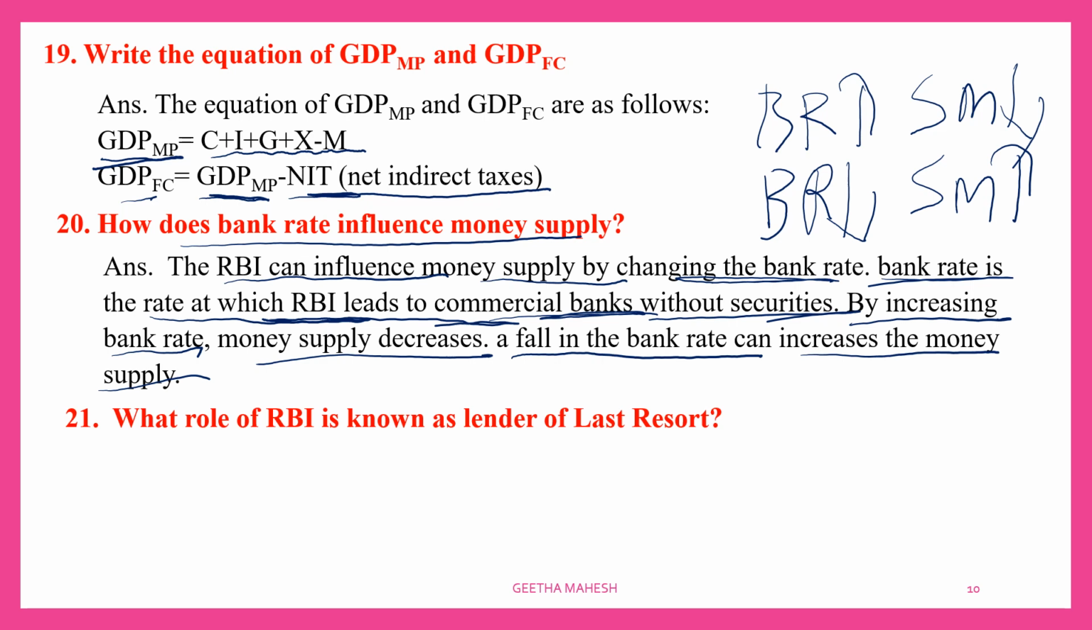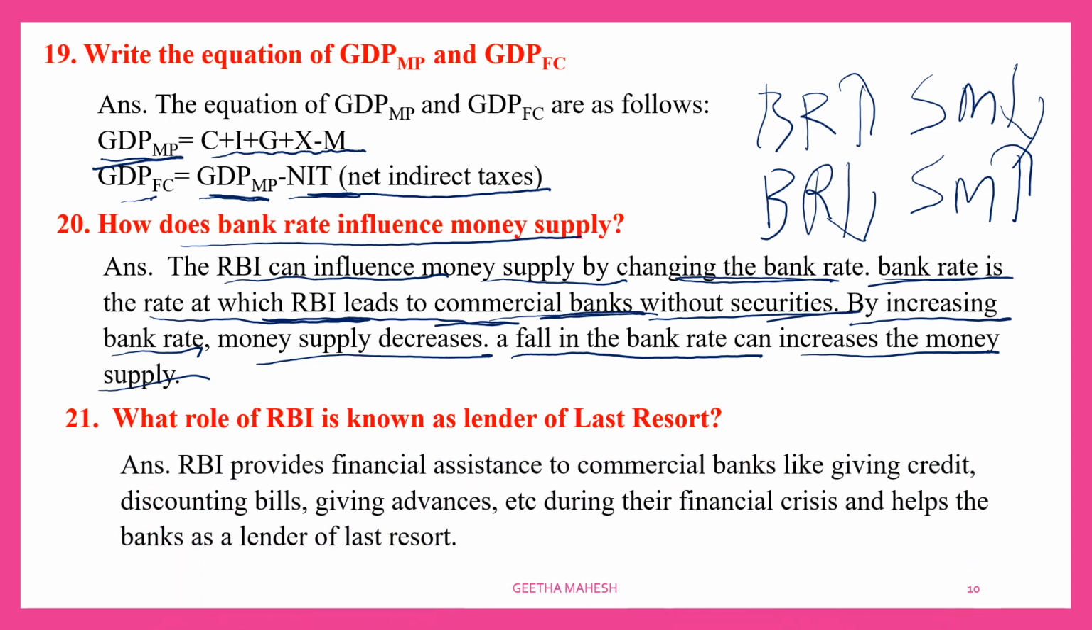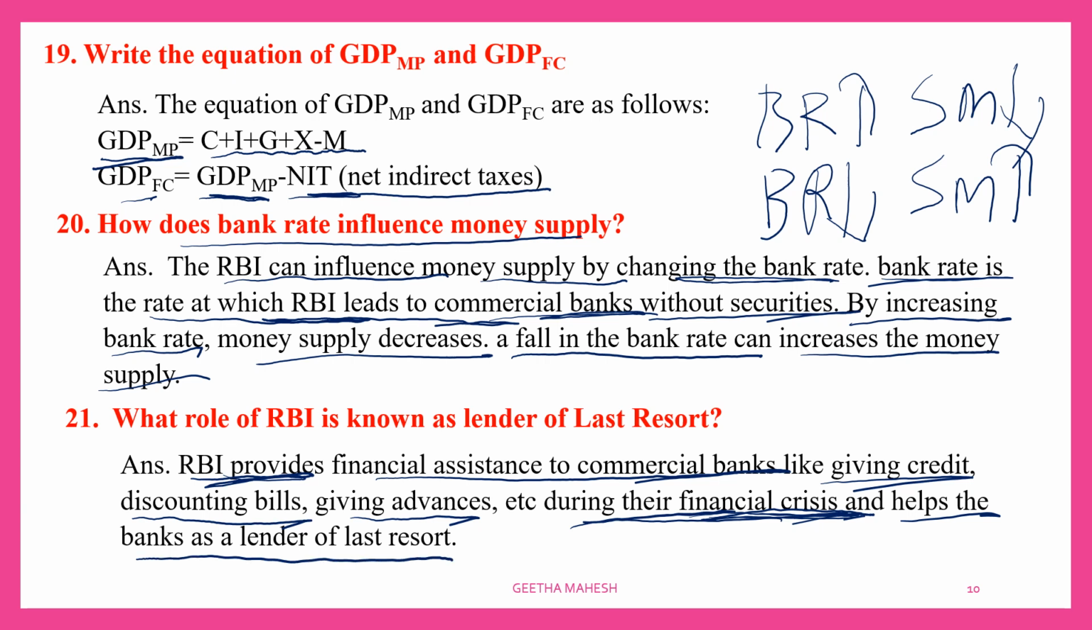What role of RBI is known as lender of last resort? RBI provides financial assistance to commercial banks like giving credit, discounting bills or giving advances, etc. during their financial crisis. When banks are in financial crisis, RBI gives loans and advances. So, it helps the banks as a lender of last resort.